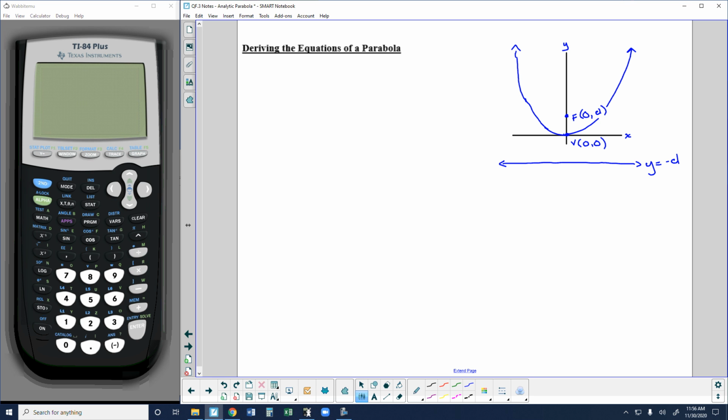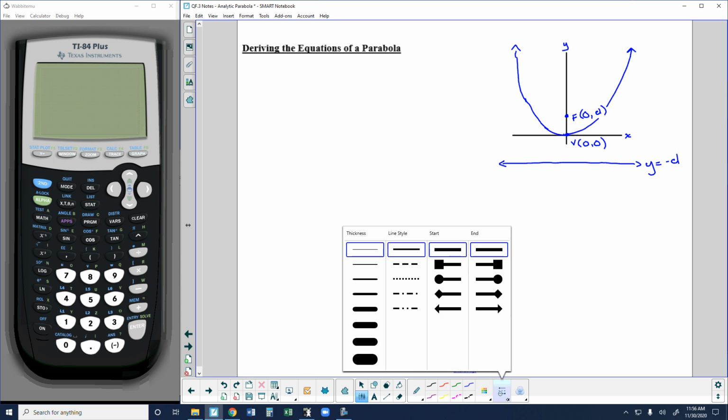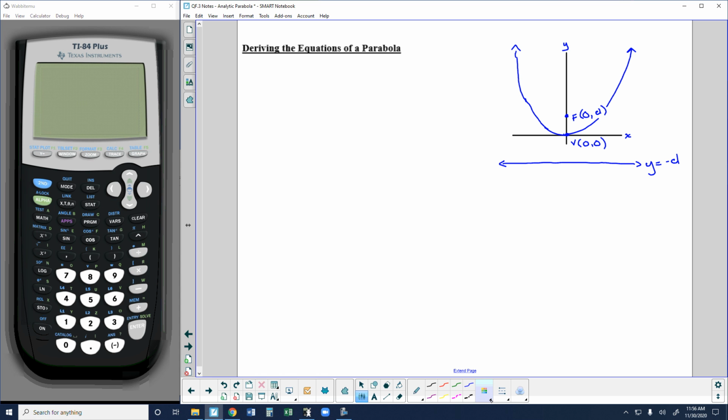So according to the definition, any point on this line is equidistant from the focus and the directrix. Again, this is not drawn to scale, but let me put a point on here. Let's call this point P. Then the distance from P to F, let's draw this segment here, is the same as the distance from P to the directrix, and let's make this a point D. Again, not drawn to scale.